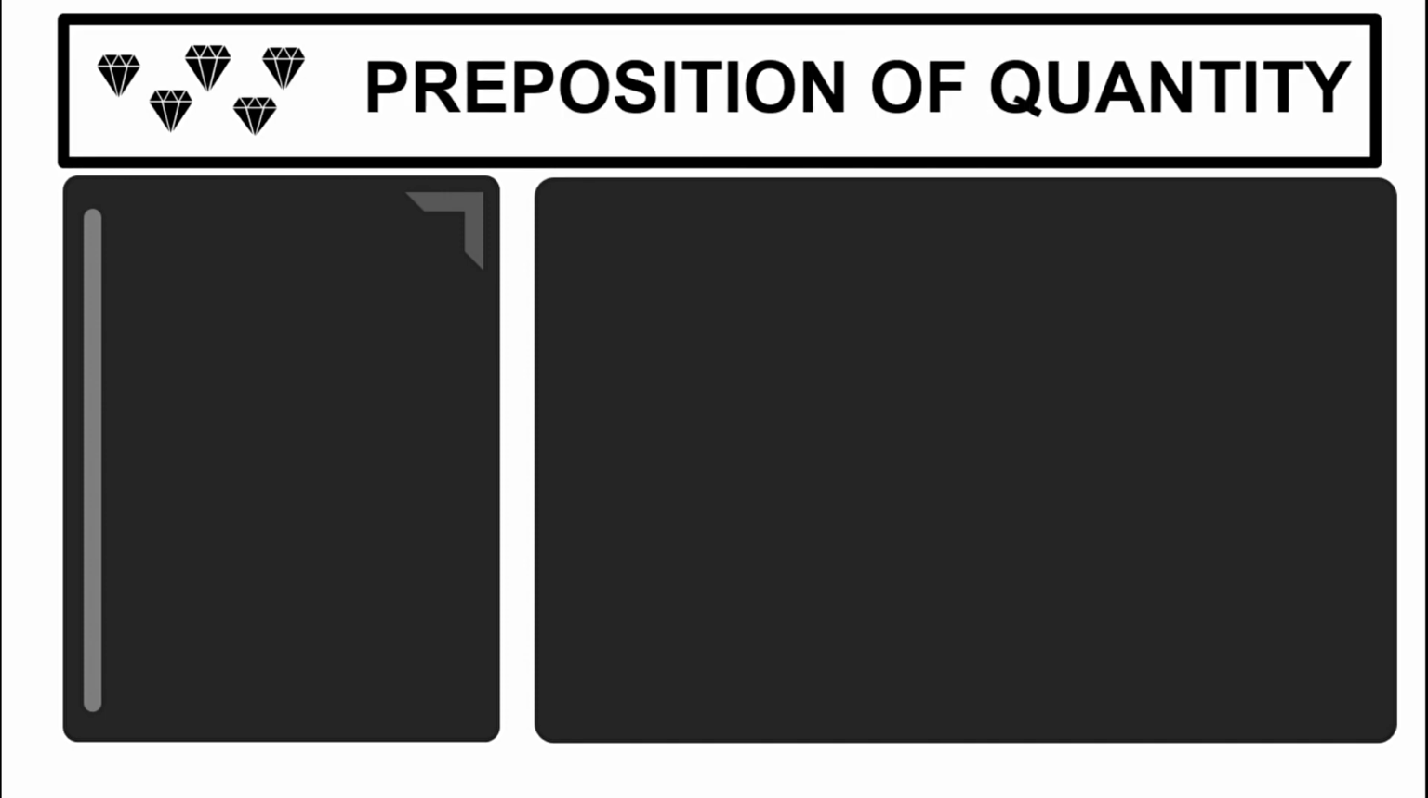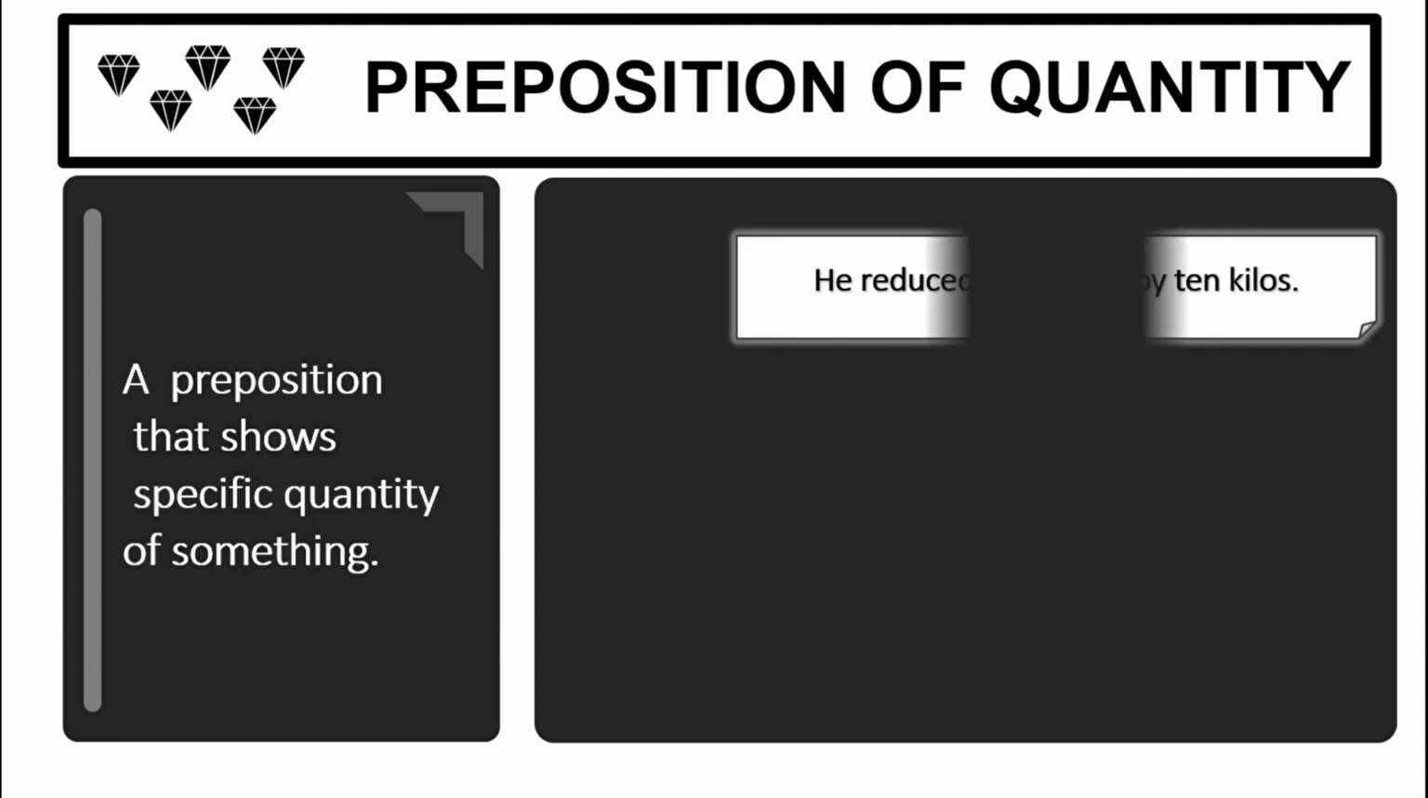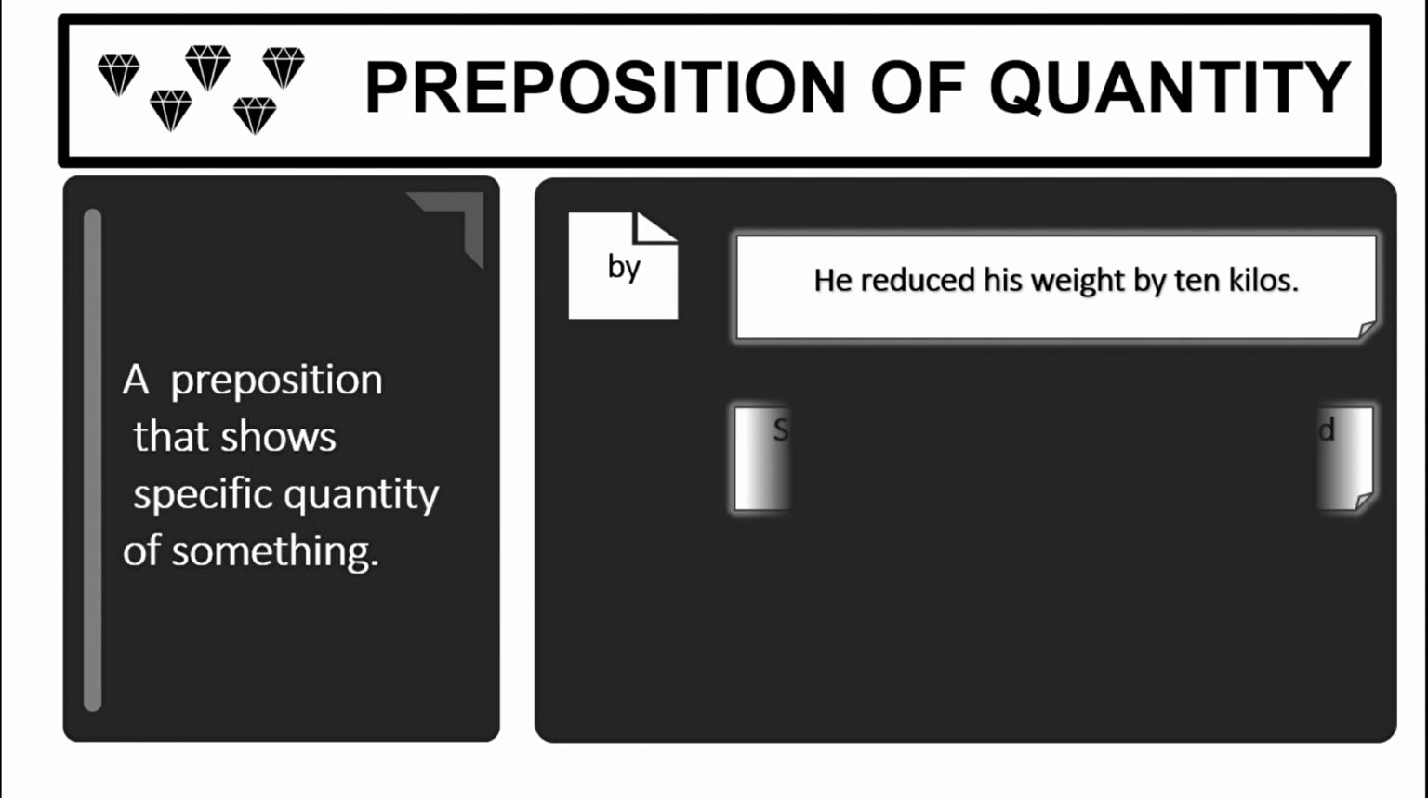Now looking at the number of diamonds, you can guess the next preposition is the preposition of quantity. A preposition of quantity is a word that shows a specific quantity or amount of something. He reduced his weight by 10 kilos. So the specific quantity I come to know is that he reduced his weight, but a specific number is given, that is by 10 kilos. So by becomes the preposition of quantity.